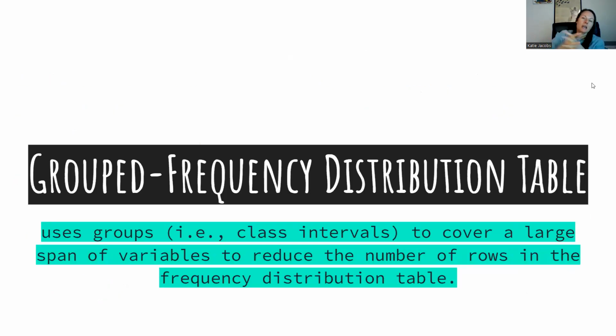All right, so that moves us on to our group frequency distribution table. And these types of distribution tables use groups, in other words, something called class intervals, to cover a large span of variables to reduce the number of rows in the frequency distribution table.